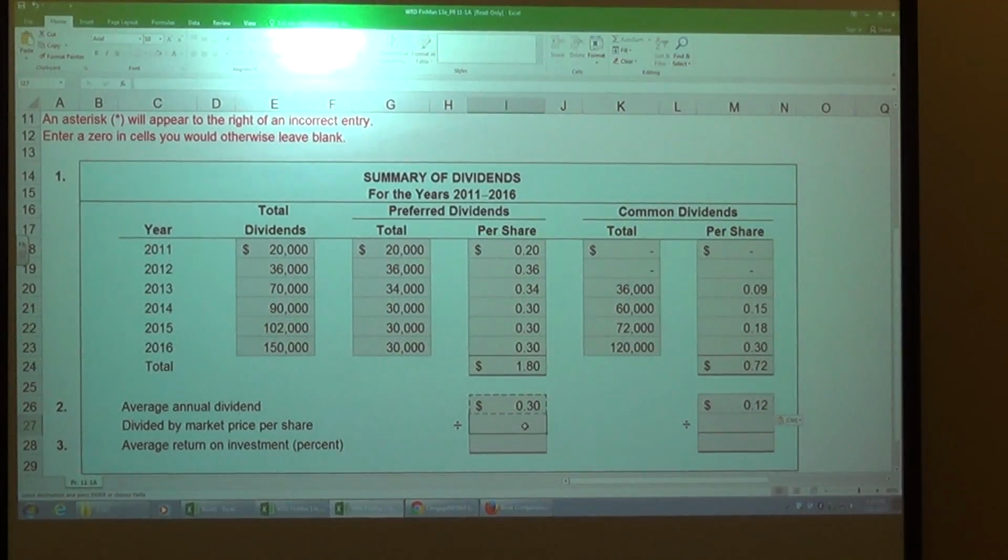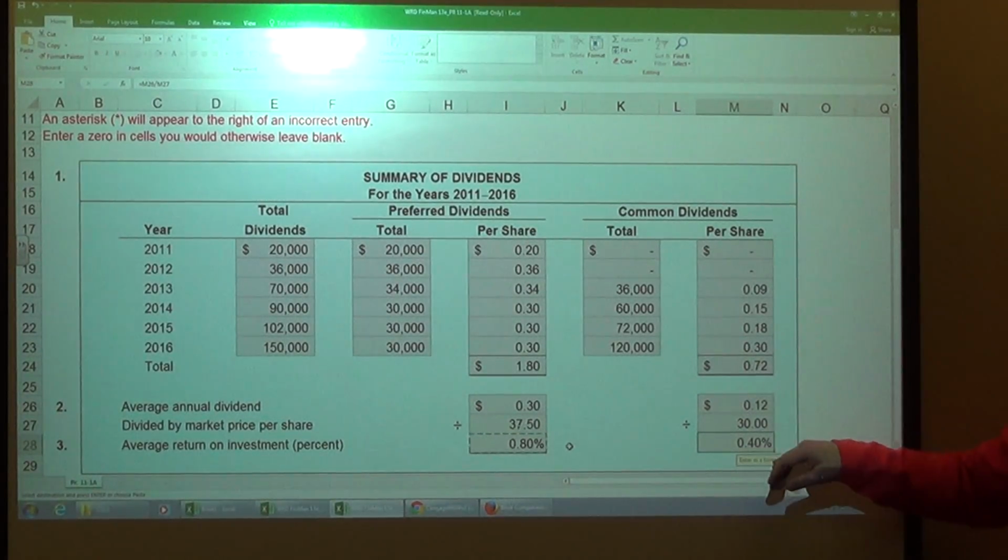All right, so now we're going to figure out what we're basically getting for our stock price. So here our stock price is $37.50 for preferred. So it tells us that in the book. And then our common stock is 30. And all we're going to do is this divided by this. They tell us that in the calculation here. So that's 0.8%, a little less than 1%. And this one's 0.4%. Questions?